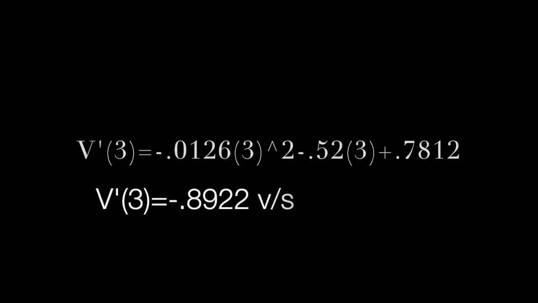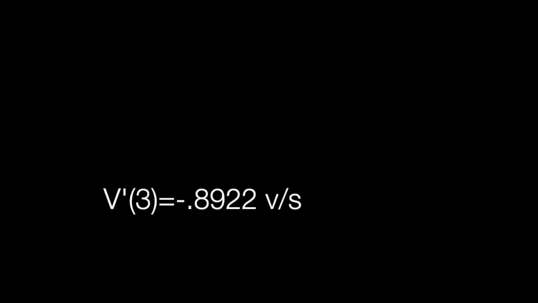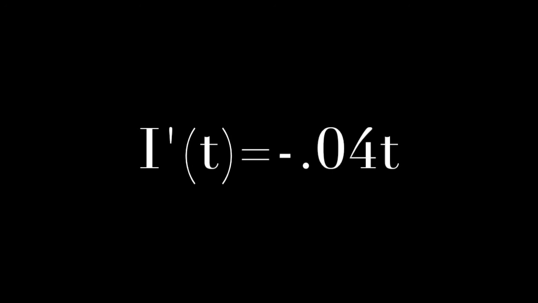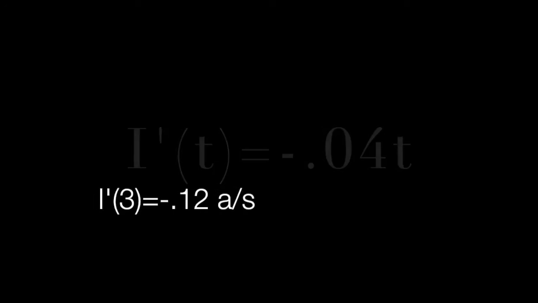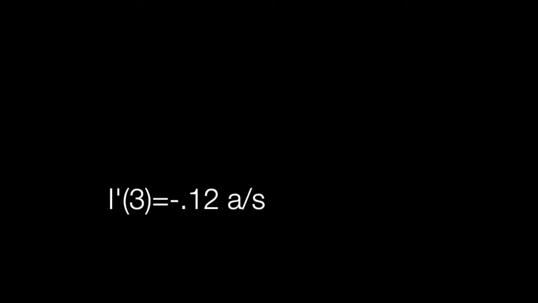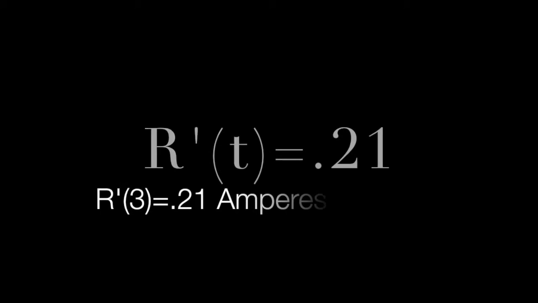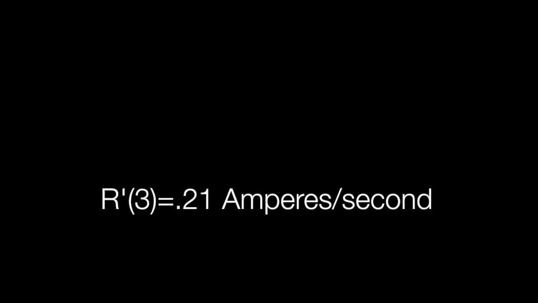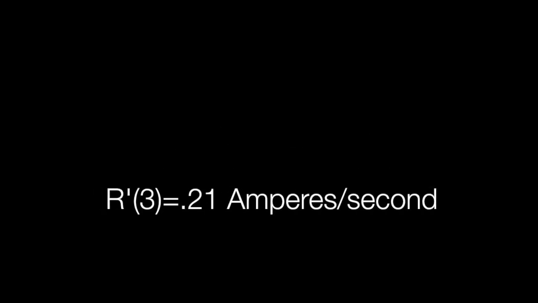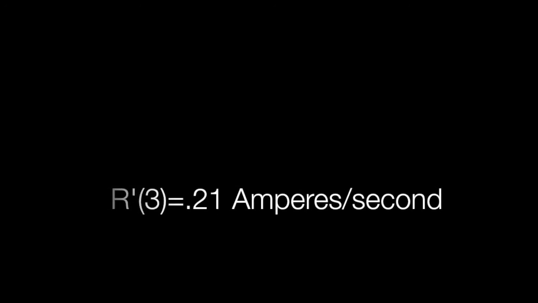This means that at 3 seconds, the voltage is decreasing at a rate of 0.8922 volts per second. At 3 seconds, the current is decreasing at a rate of 0.12 amps per second. Now, because the derivative of the resistance is a constant, at 3 seconds, the resistance remains the same at 0.21 amperes per second.